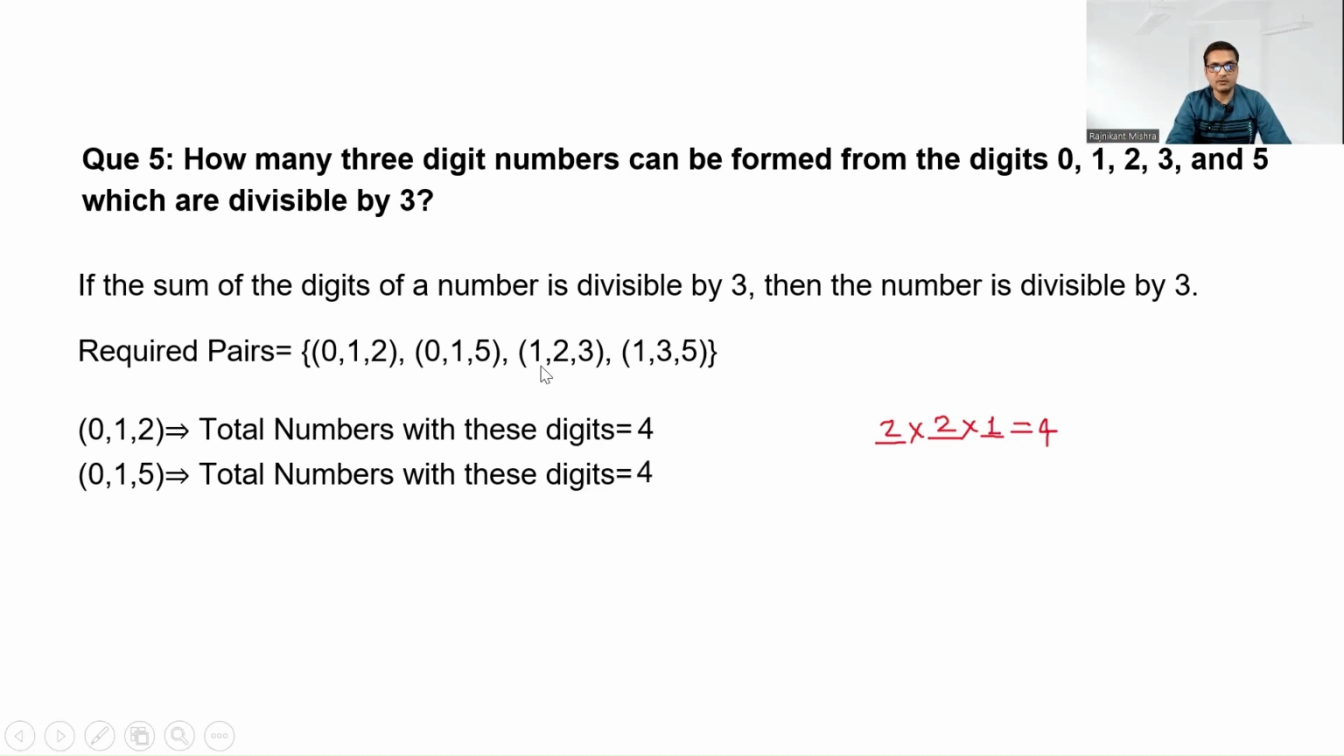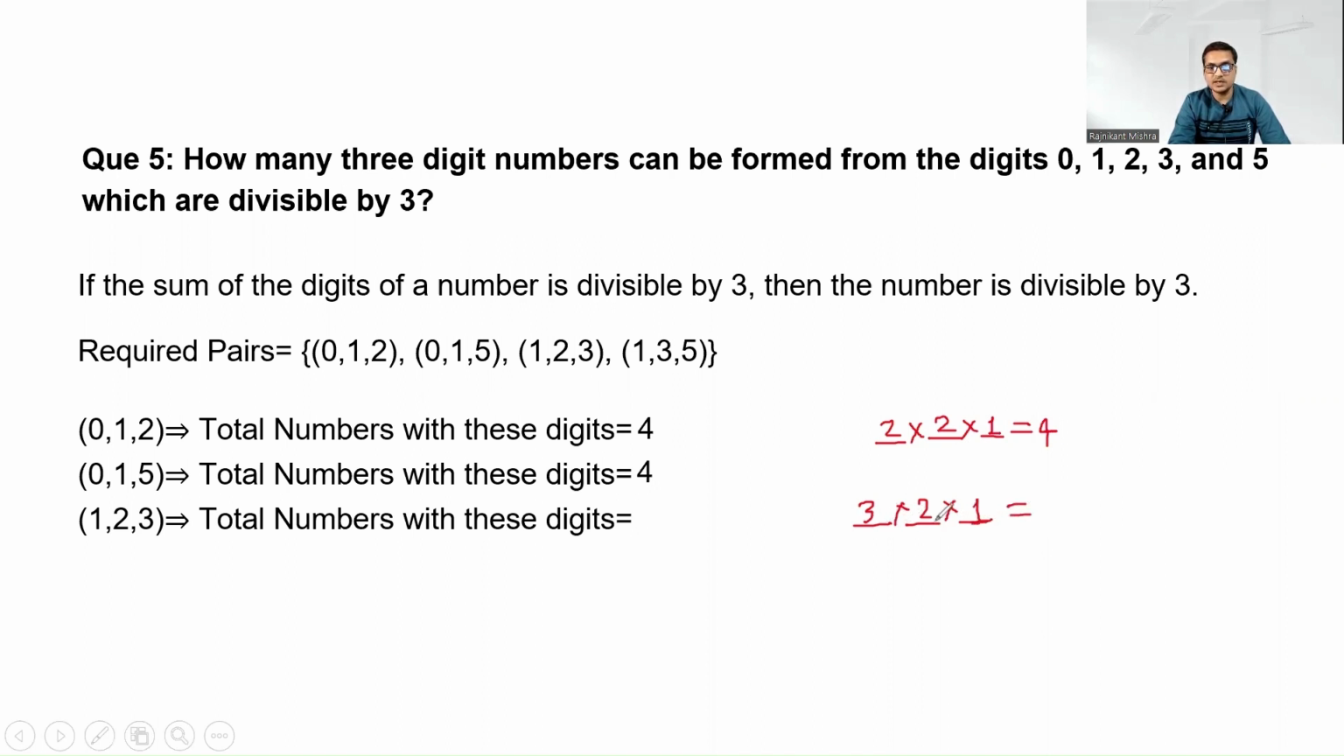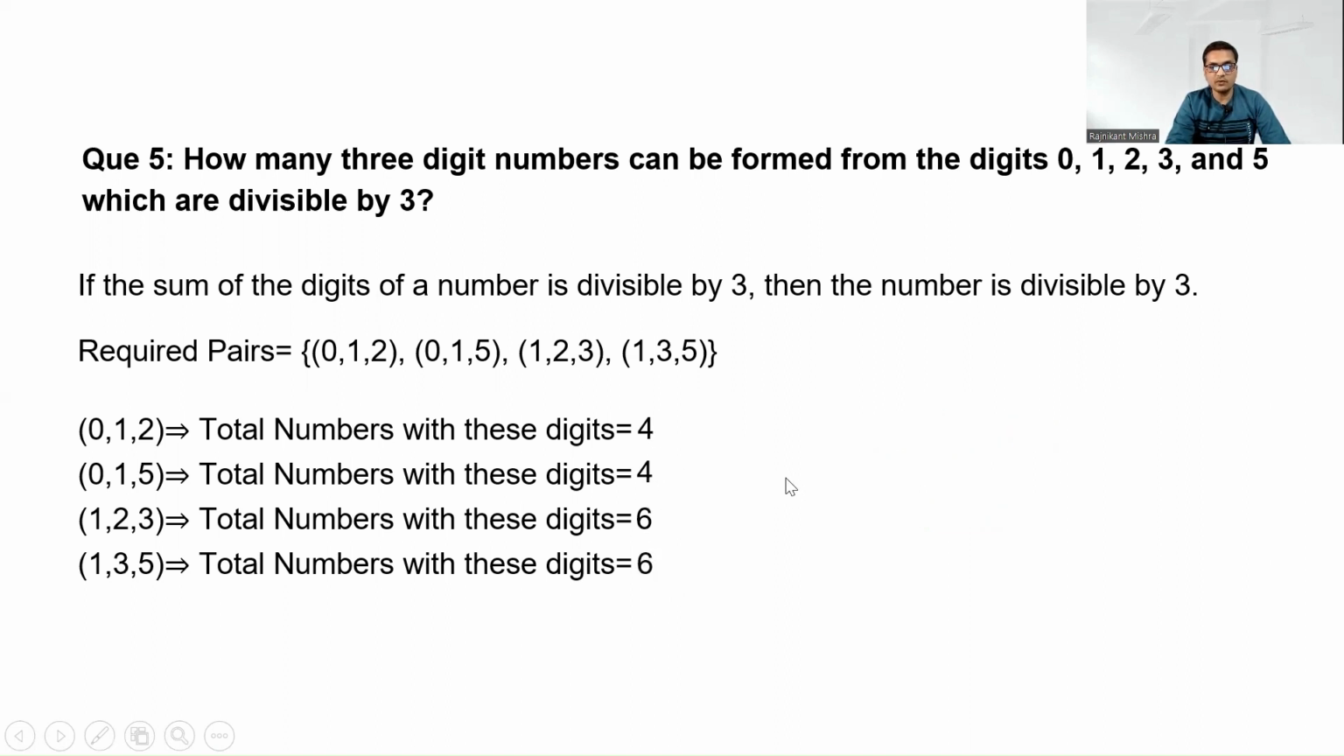And when we choose the pair of 1, 2, 3, we have 3 positions. For first position, we have 3 choices. Now for second position, 1 out of 3 is removed, so remaining choices is equal to 2. And for third position, we have 1 choice. 3 into 2 into 1 is equal to 6. So the total numbers is equal to 6. Similarly, for fourth pair, total numbers is equal to 6. Now add all these numbers. 4 plus 4 plus 6 plus 6 is equal to 20. The 20 is the final answer.